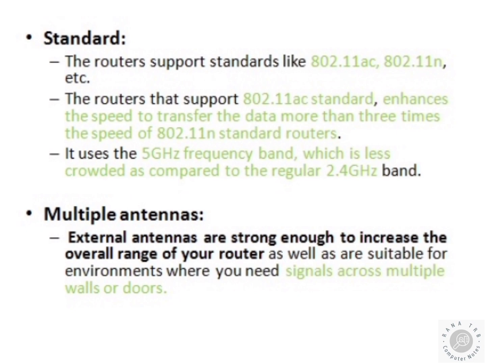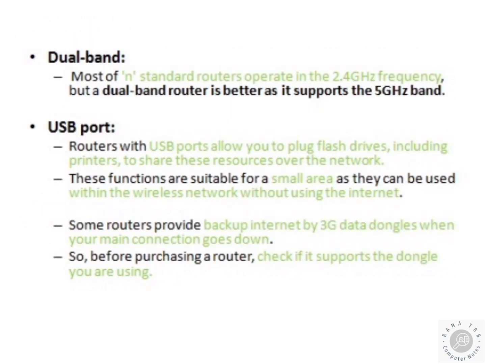Next one is based on multiple antenna connections, because an external antenna can increase the overall range of the router. That is to avoid barriers, that is, a single signal across multiple walls or doors, we can use a multiple antenna router. Based on dual band, I already said that when we are using 802.11ac, it will transfer the data in 5 gigahertz. So we choose dual band because it supports the 5 gigahertz band transfer of data.